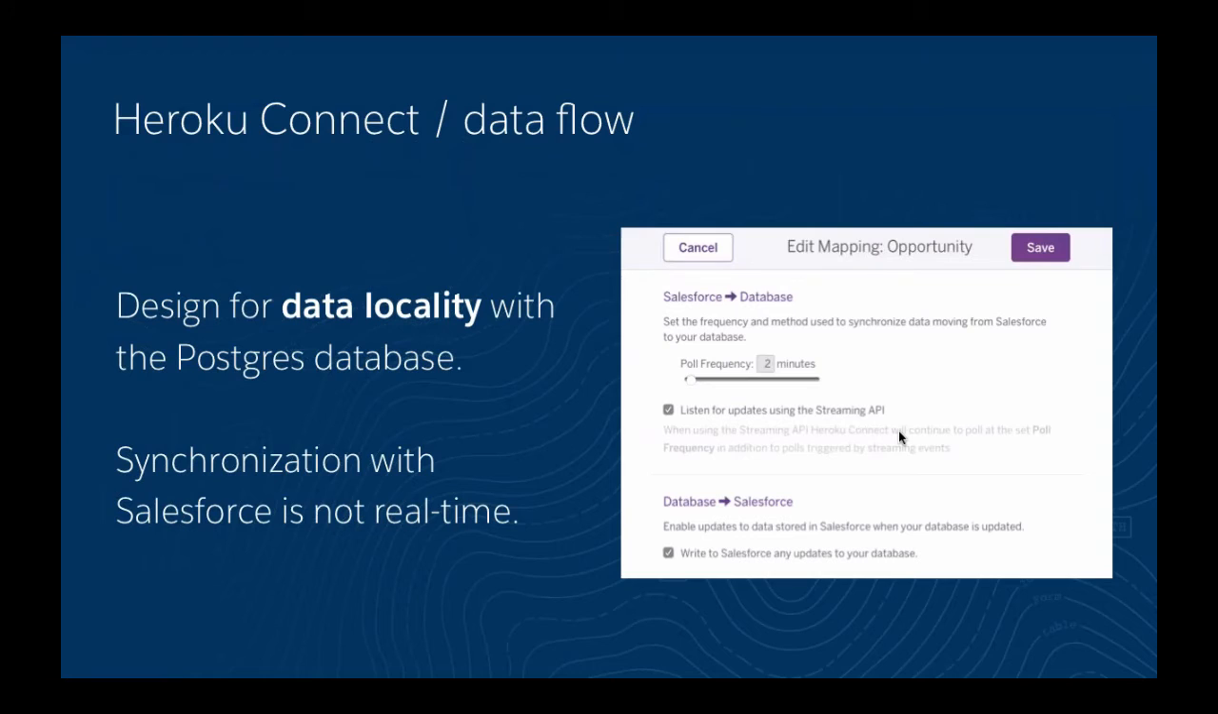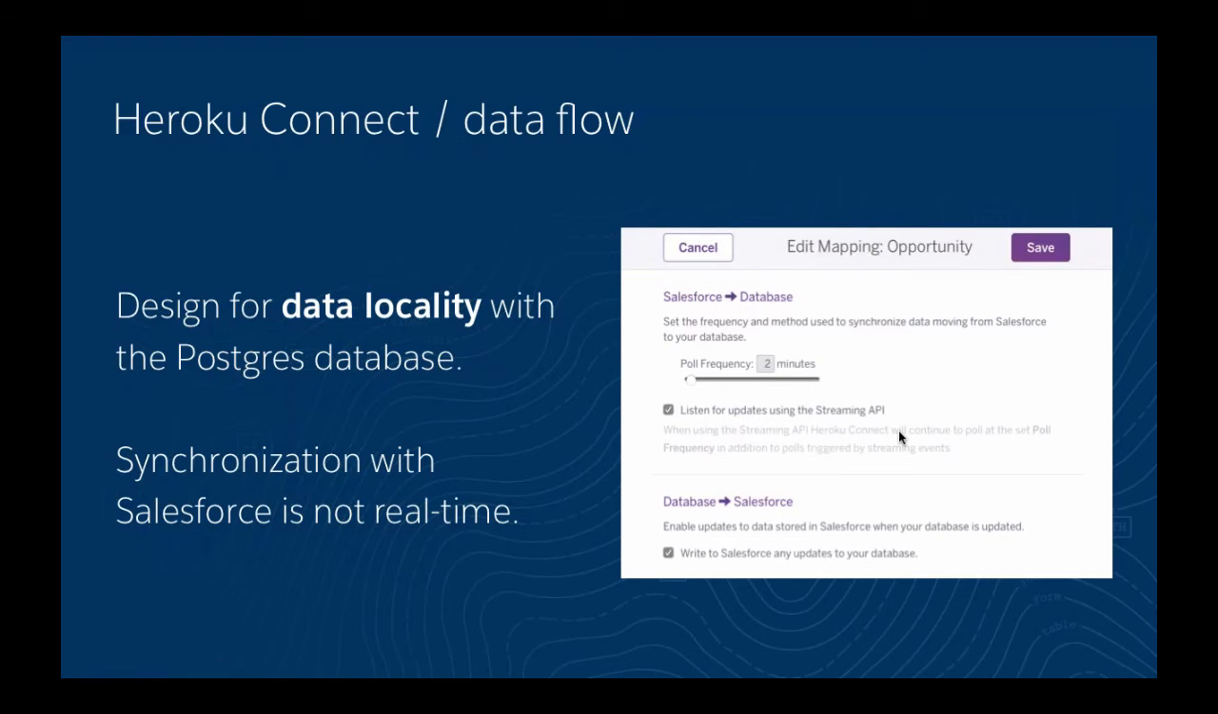So if Heroku Connect is using all of these standard APIs in order to synchronize data with the Postgres database, a very important design concept here is that you need to design for data locality with Postgres, not with Salesforce. What I mean by that is you can do transactional work in your Postgres database, but the synchronization of those transactions, of that data, is not real time. So you're not dealing in the Salesforce transaction world as if you're working in Apex. You're working with locality to Postgres.